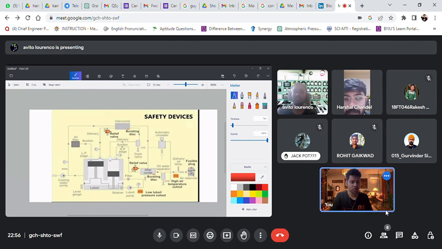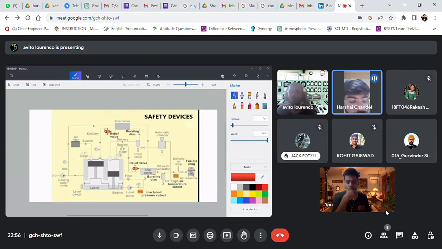Jack, is there? Who is speaking? Harshal. Sir has named this main air compressor safety, so he has mentioned that cooling water no flow trip. I think it's that only because it is discharging the water after bursting the disc. Cooling water no flow trip.